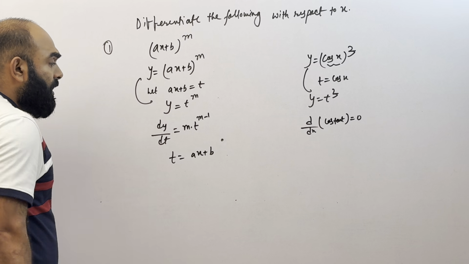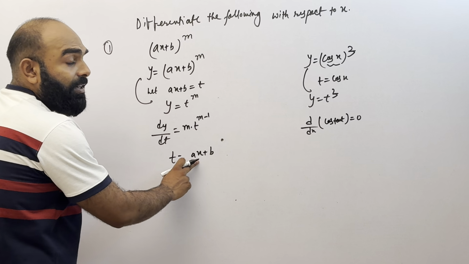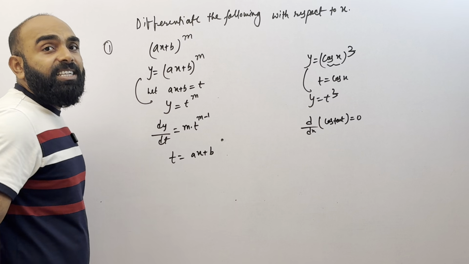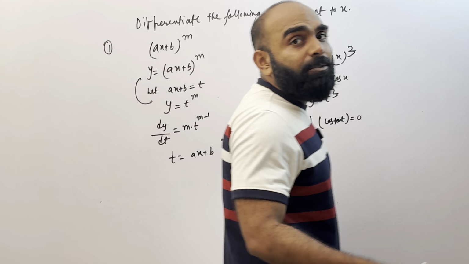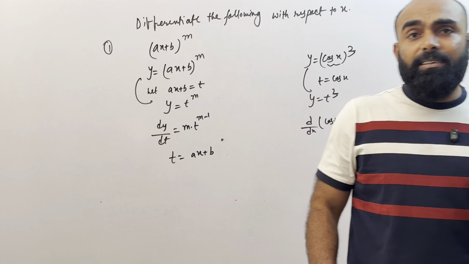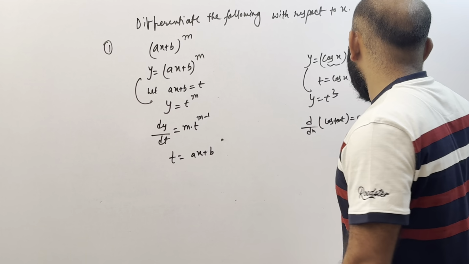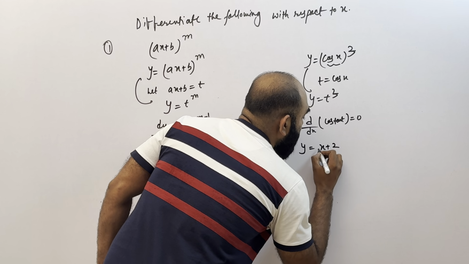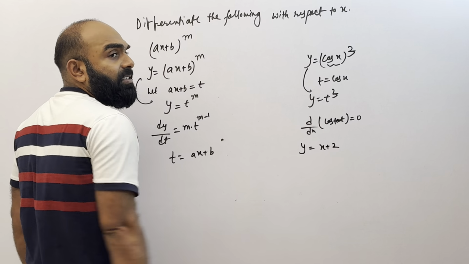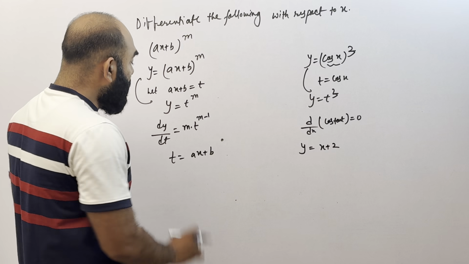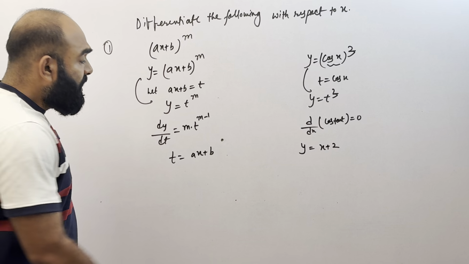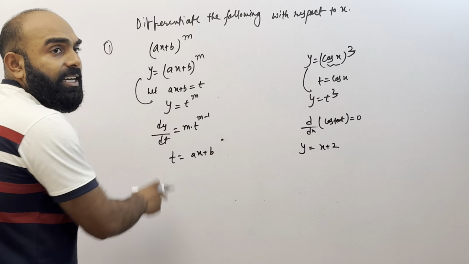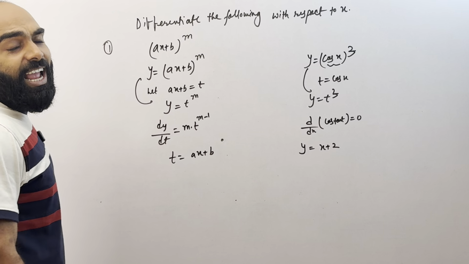Here what do I have to do? Sir, what is the variable? Sir, x is the variable. Means t is a function of x, ax plus b, where a and b are constants. If I write it like y is equal to x plus 2, with 1 multiplied, this is a function of x. Same thing here, t is ax plus b. This t is a function of x only. So if I have to differentiate this t, I will differentiate with x only.